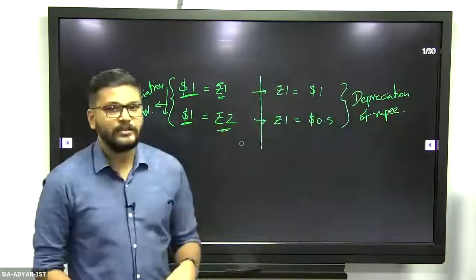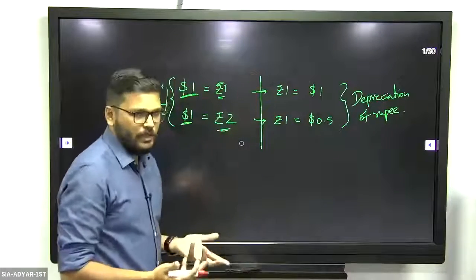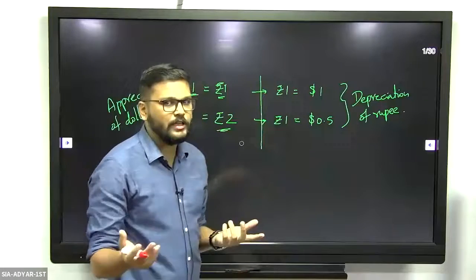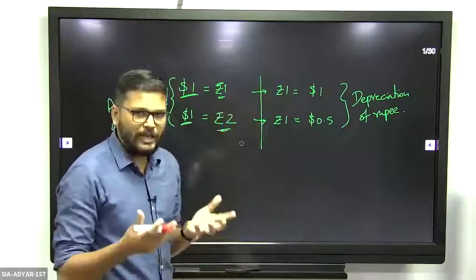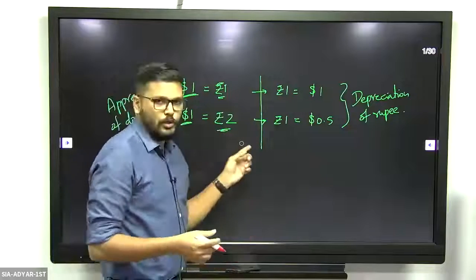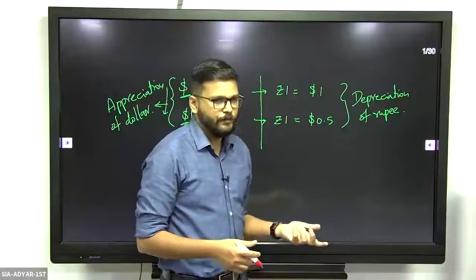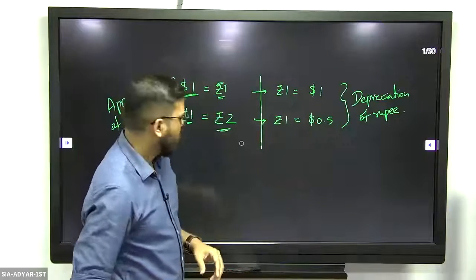The value of the rupee is depreciating. Both are the same thing. I'm just writing the same equation in two different ways. I'm not giving you any different scenario. Both are happening at the same time. When $1 is equal to 2 rupees, it automatically means 1 rupee is equal to half a dollar. So that is depreciation of rupee.